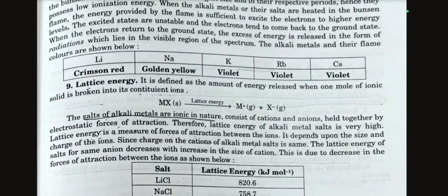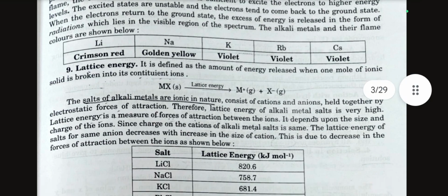Since the charge on the cations of alkali metal salts is the same, the lattice energy of salts for the same anion decreases with increase in the size of the cation. This is due to decrease in the force of attraction between the ions.